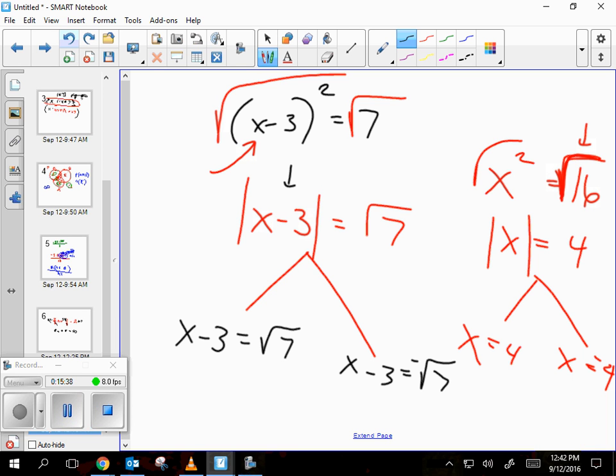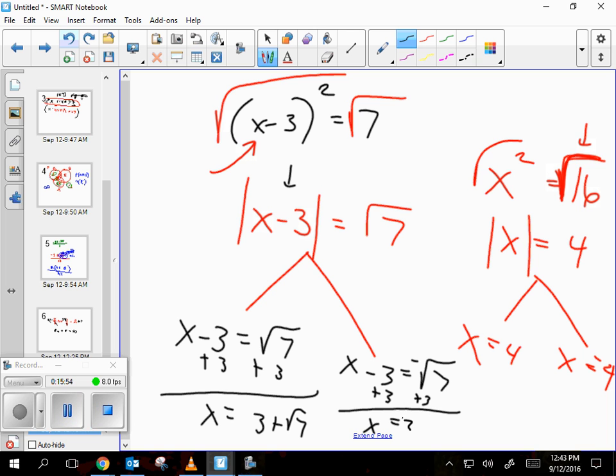Now I add 3 to both sides. And this one's x equals either 3 plus root 7 or root 7 plus 3. It does not matter which one's first. I'll say 3 plus root 7. And over on this other side, add 3, and this is going to be x equals 3 minus root 7. There's your two answers. 3 plus root 7, 3 minus root 7.